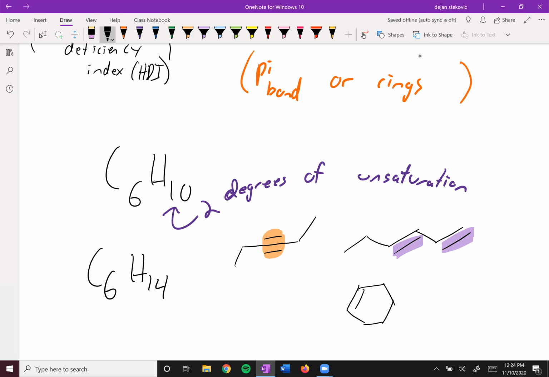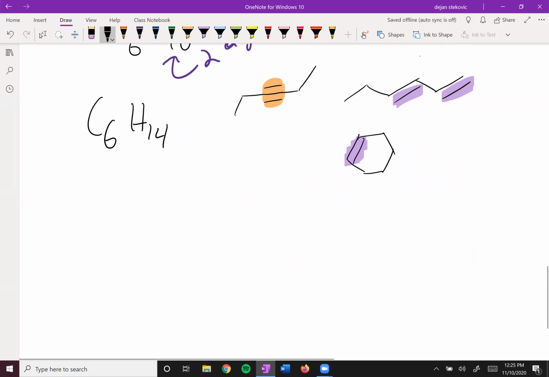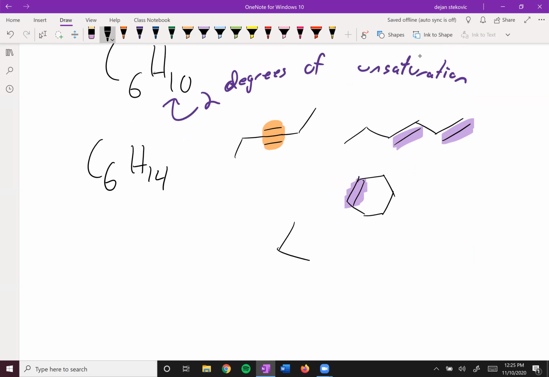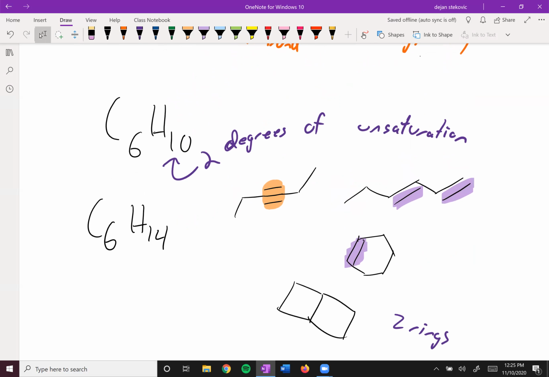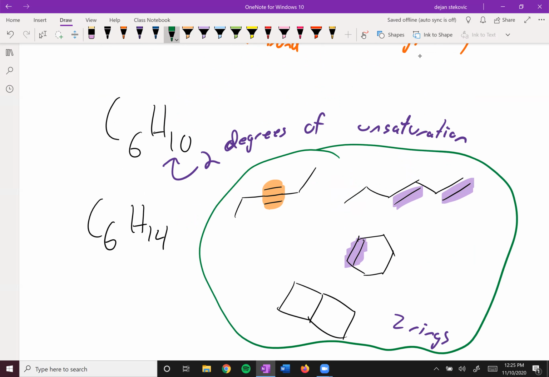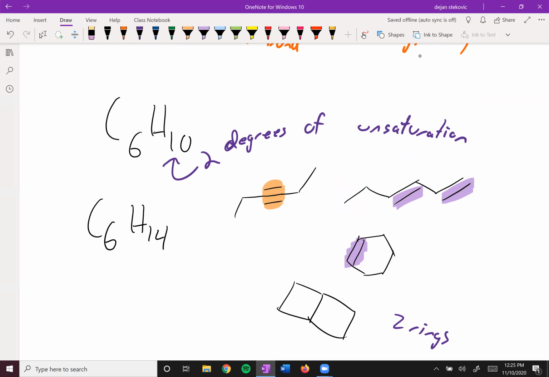We can have a ring and a pi bond, right? The ring is 1 degree of unsaturation. The pi bond is the 2nd degree of unsaturation. Or maybe we can have something that has 2 rings, right? This last one is probably pretty unlikely, but nonetheless, it has 2 rings, so 2 degrees of unsaturation. So what you can do is use your rule of 13 to get down to a plausible formula. From this plausible formula, you can draw different constitutional isomers that may or may not be your compound.